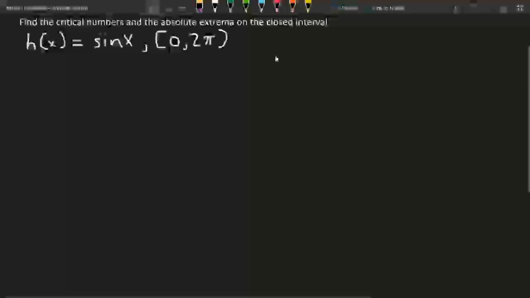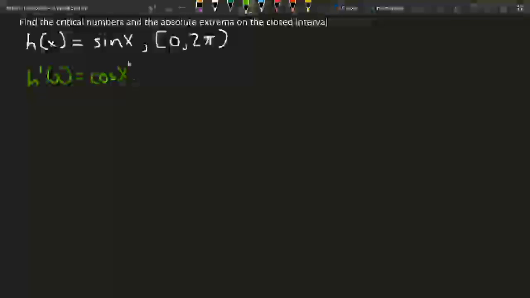Hey guys, so for our final practice problem here, we're asked to find the critical numbers and the absolute extrema on the closed interval for the function h of x is equal to sine of x on the closed interval of 0 to 2 pi. So the first step here is to find the derivative. So in this case, h prime of x is just equal to cosine of x.